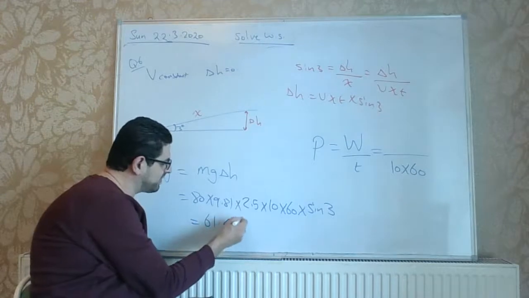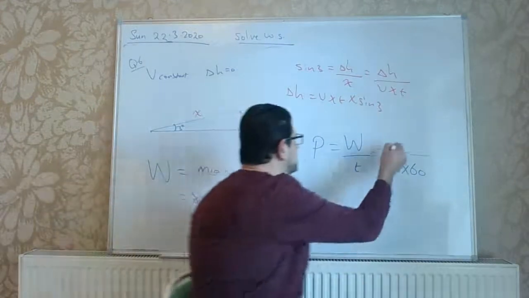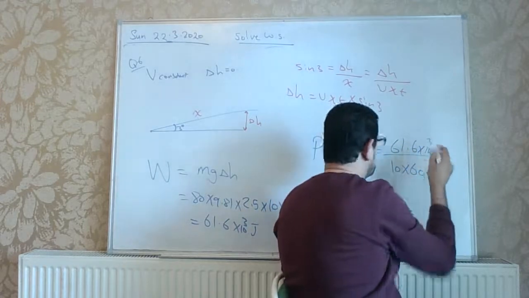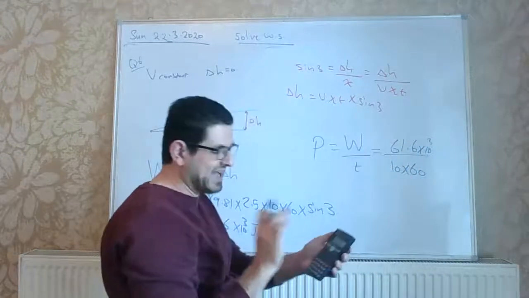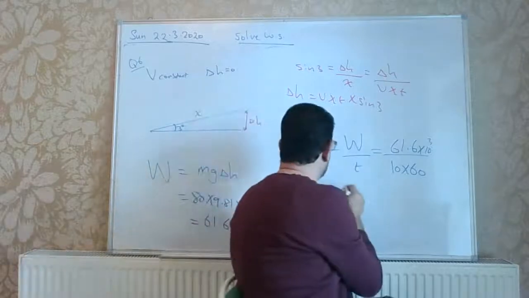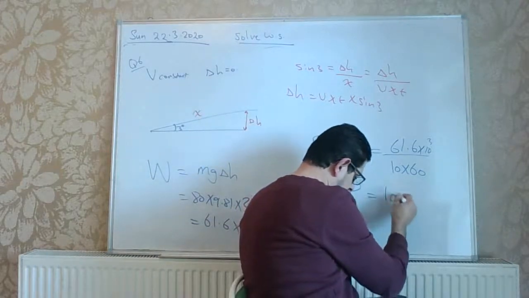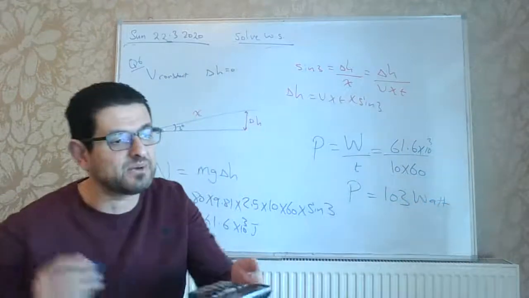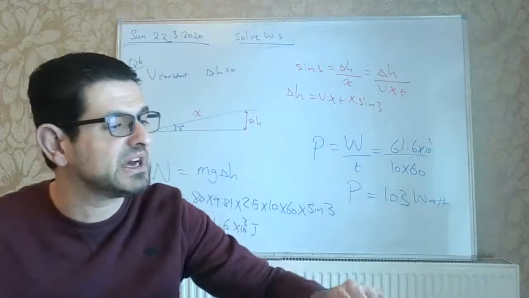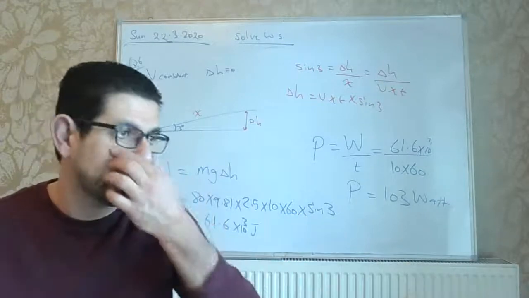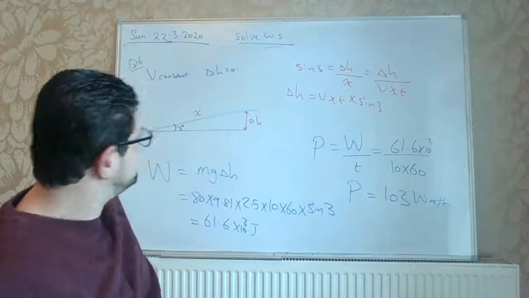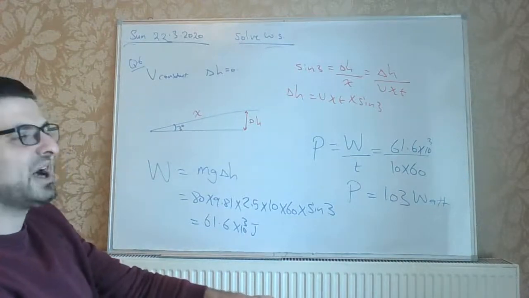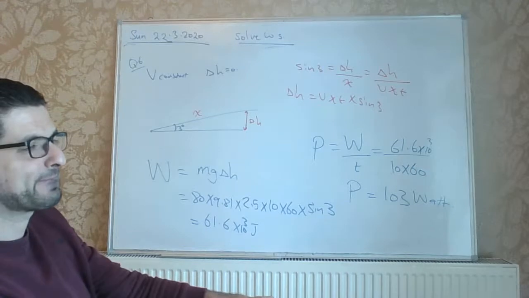The work is about 6.2 times 10 to the power of 3 joule. Now put this one here divided by 600. Now answer. Always write the answer. Of course power equals 103 watt. This is the extra power that must be done because he is going up the plane.